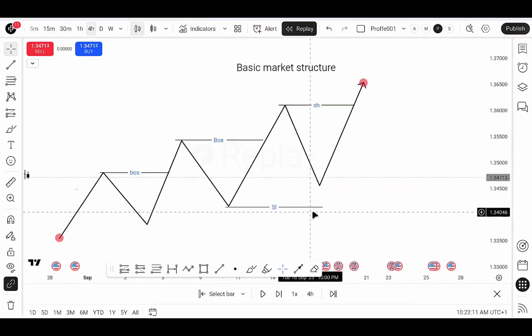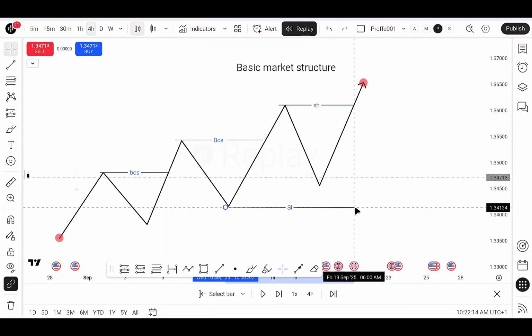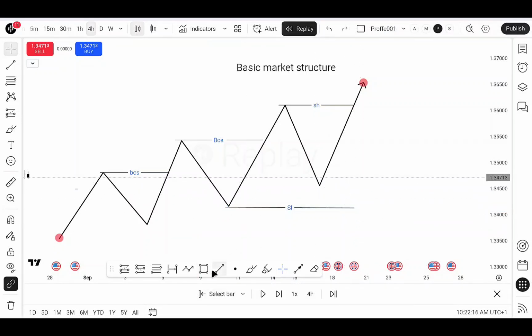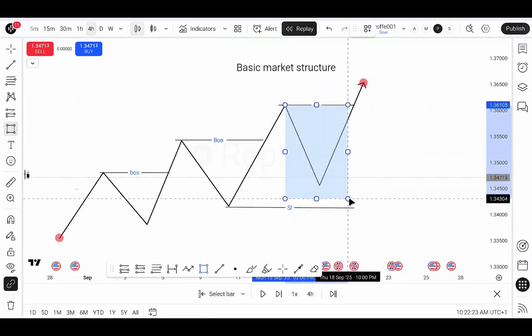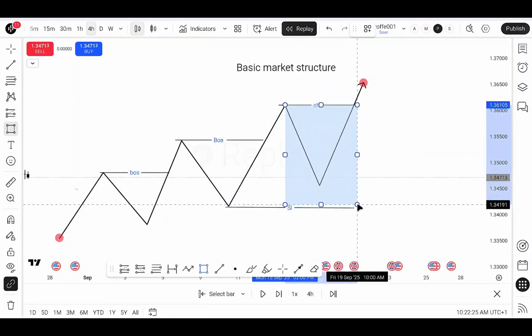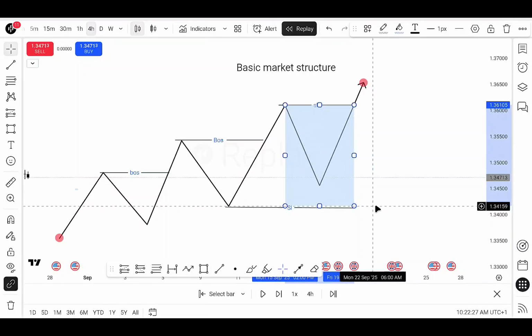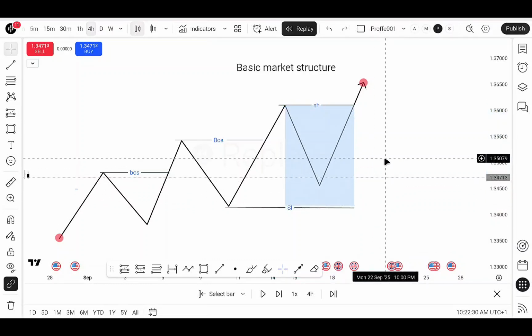Then this place becomes your what? Swing low. And all you are focusing on is how to catch good moves within this trading range. You can catch the pullback or the expansion. Any of them, you can catch them, all right, with a good strategy that I'm going to show you at the end of this video.